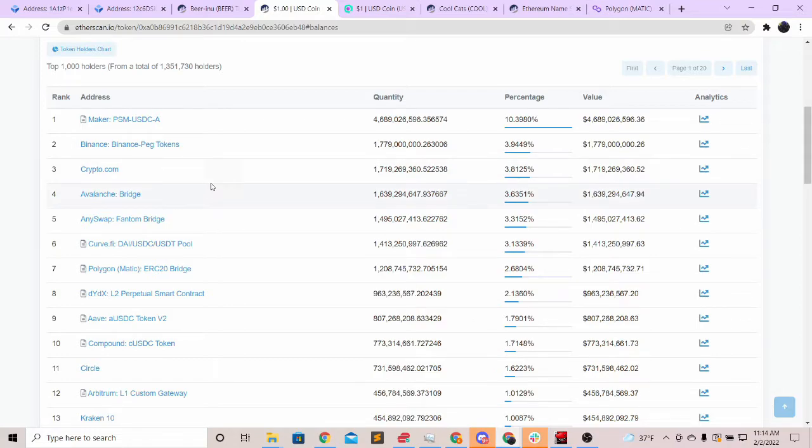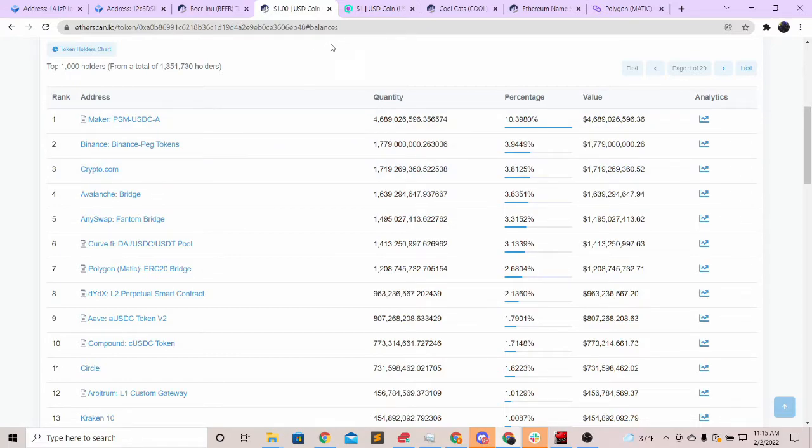So this seems to make sense to me because these are big projects that need to hold a lot of these coins to facilitate their operations. This seems a lot more legitimate than the last token because nobody owns 40% of it, and the big holders that do hold a lot are reputable, well-known people and companies in the space.